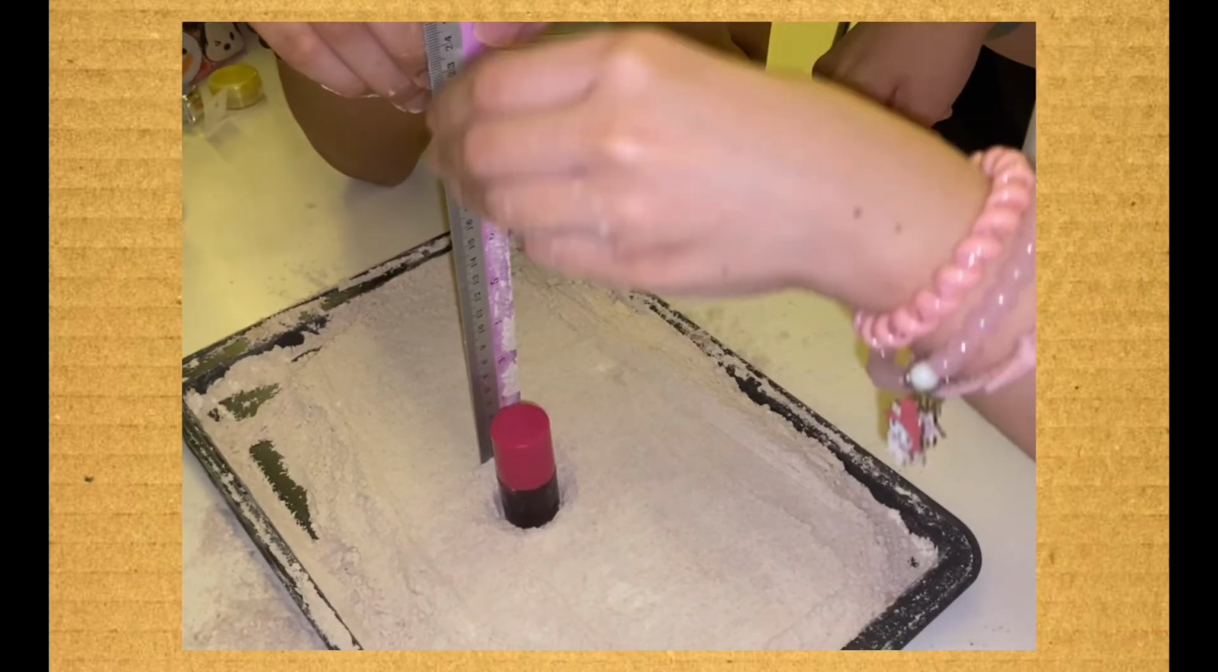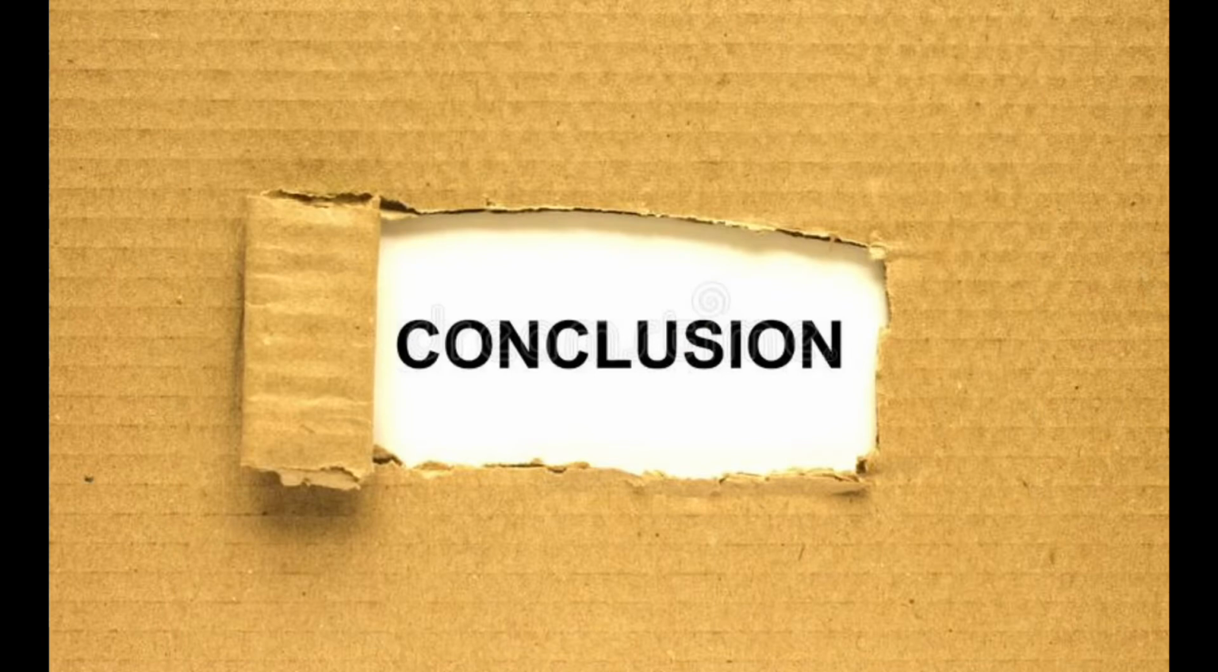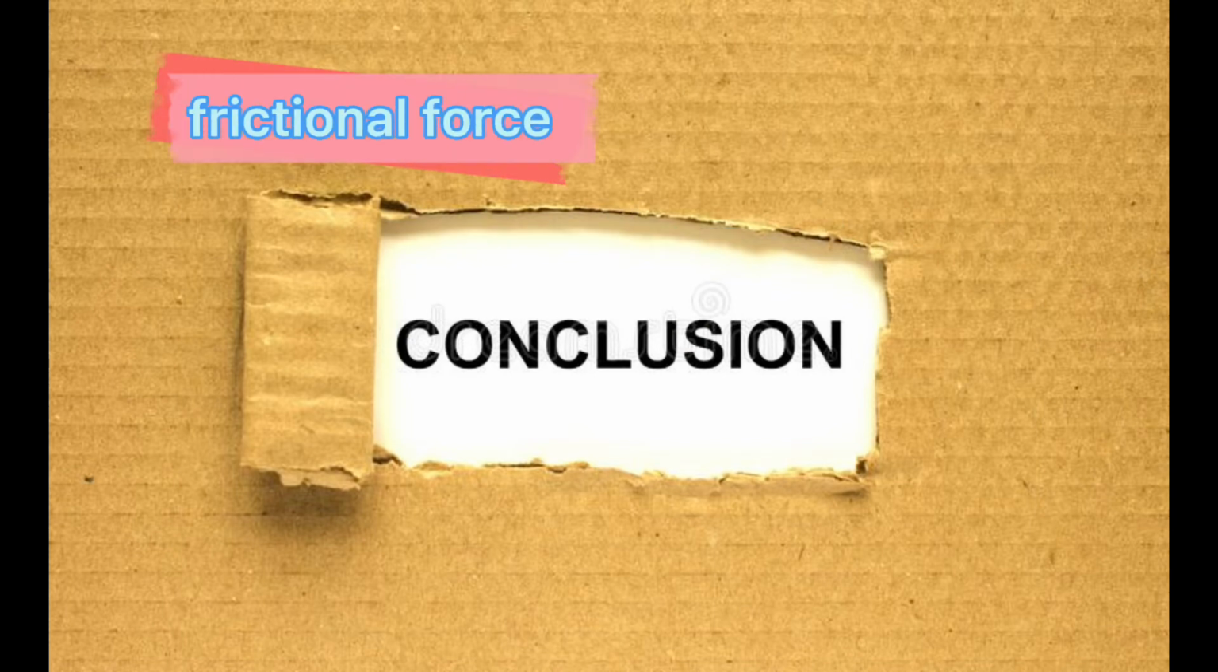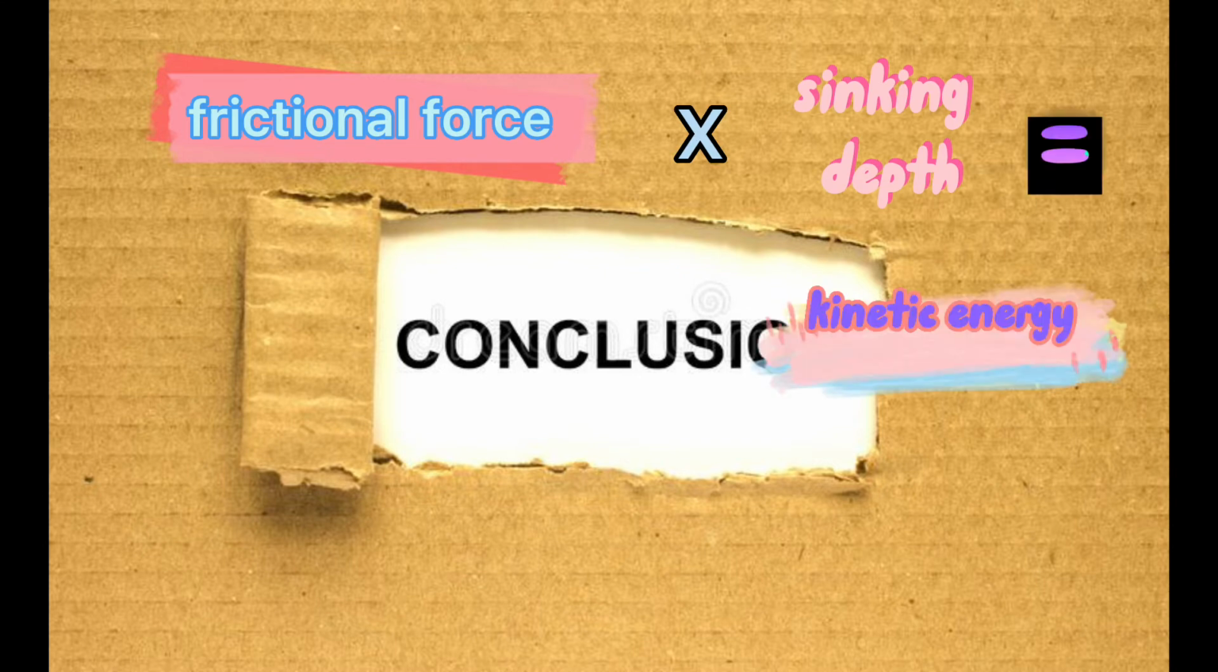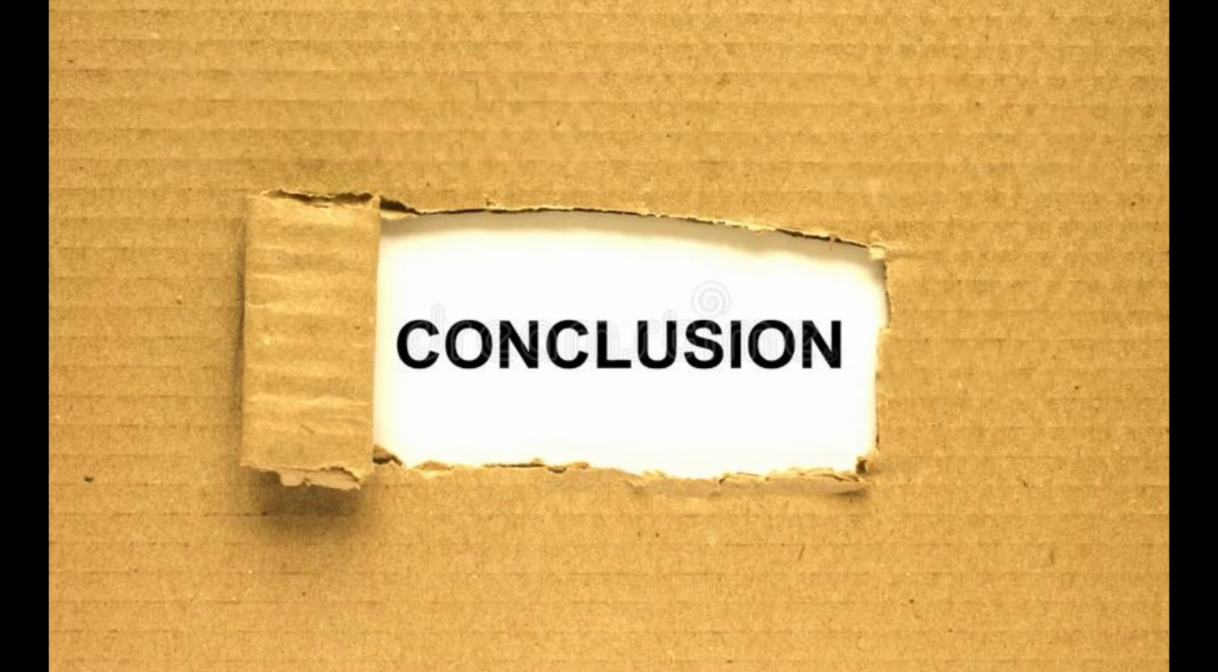When the object enters into the floor, it experiences an average frictional force. This force multiplied by the sinking depth will be equal to the kinetic energy of the object. This is the work done by friction.